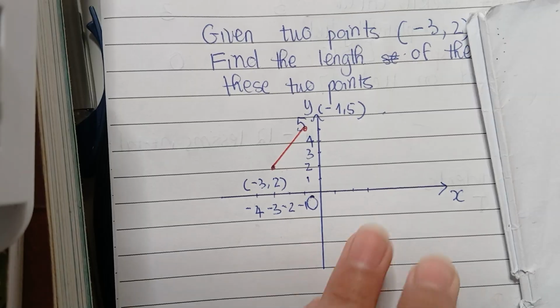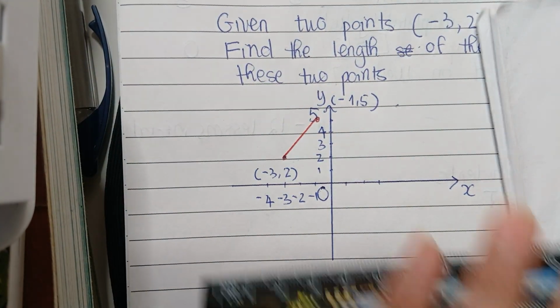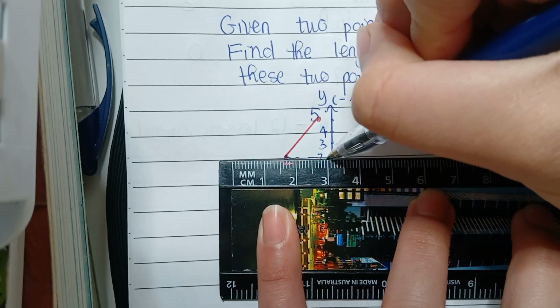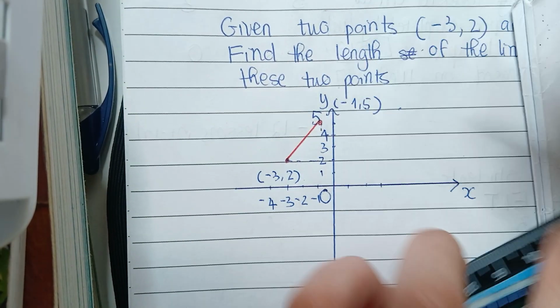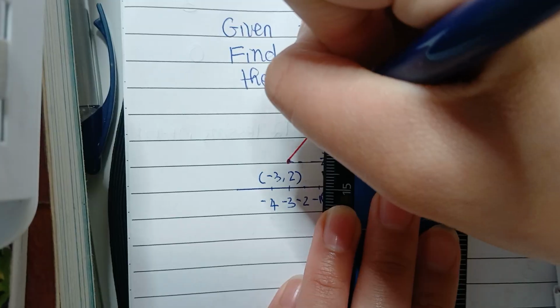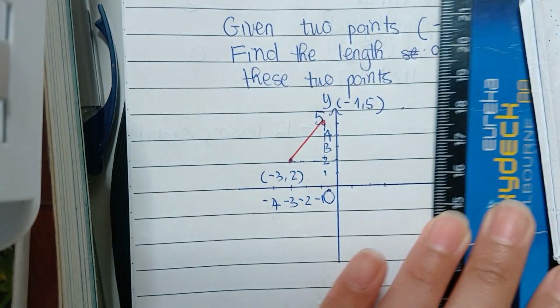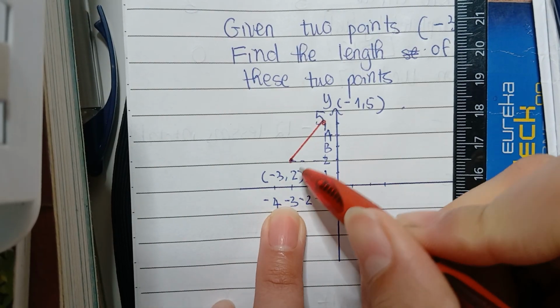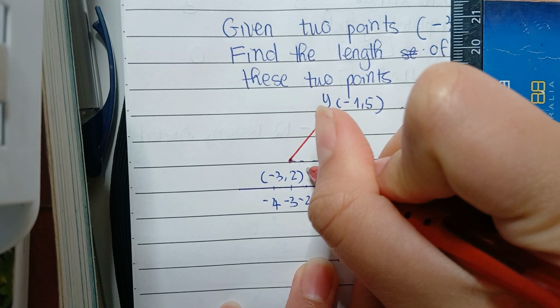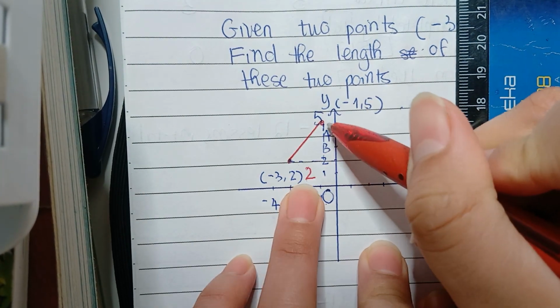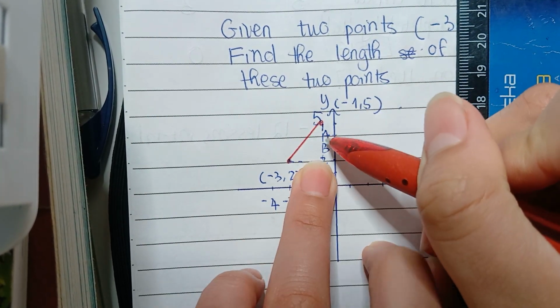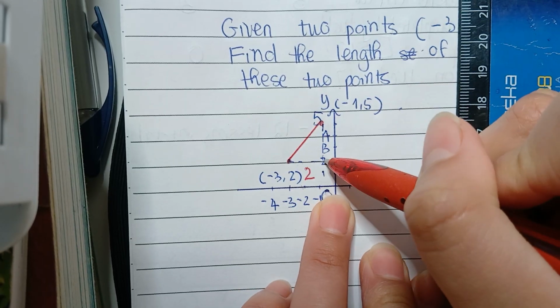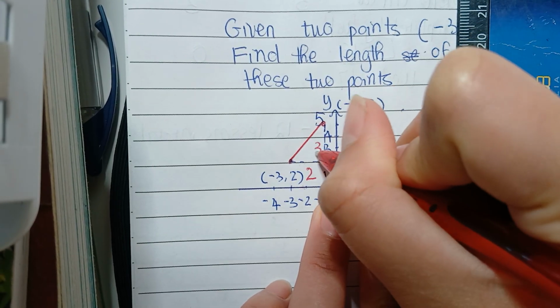Let me connect the line to show you. Give me 1 second. When you connect the line all the way down, it will form a triangle with the units. From -3 to -1, how many units? 1, 2 units. So here will be 2. And how about the vertical length? It's going to be from 5 to 2. That would be 3.